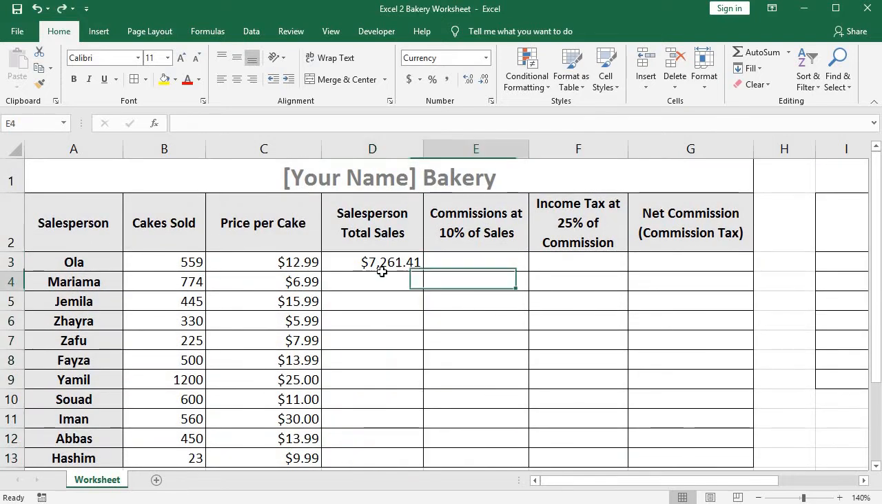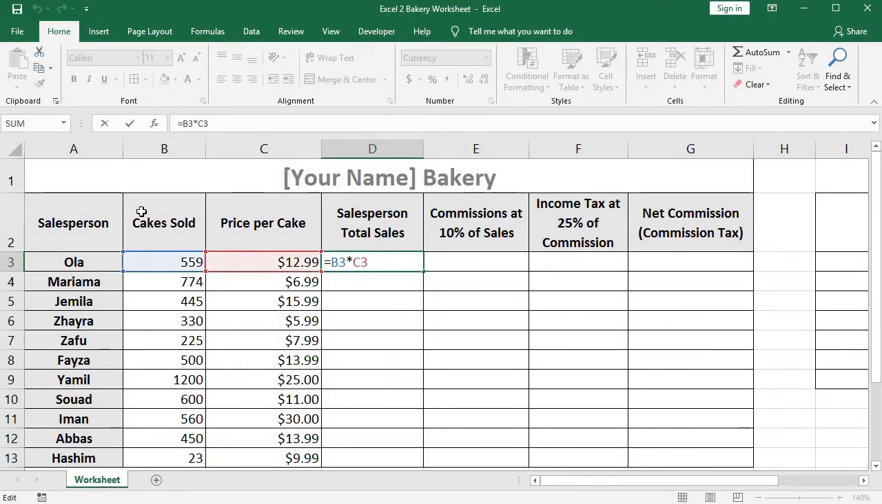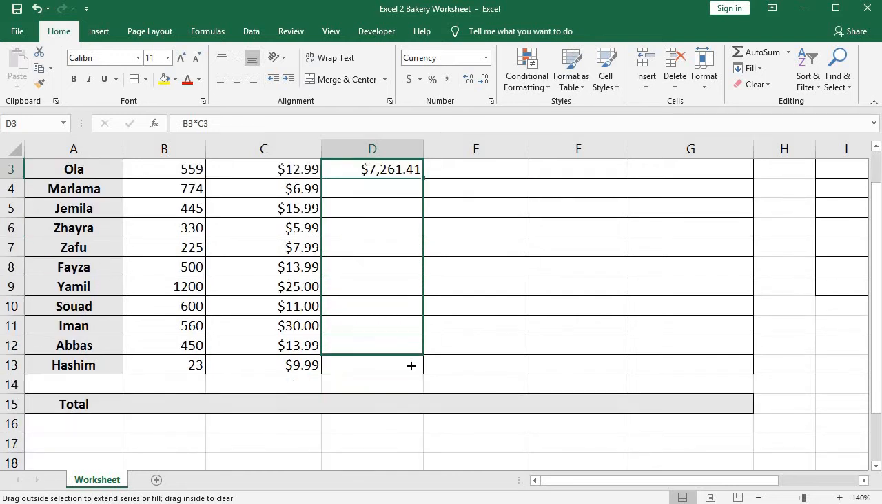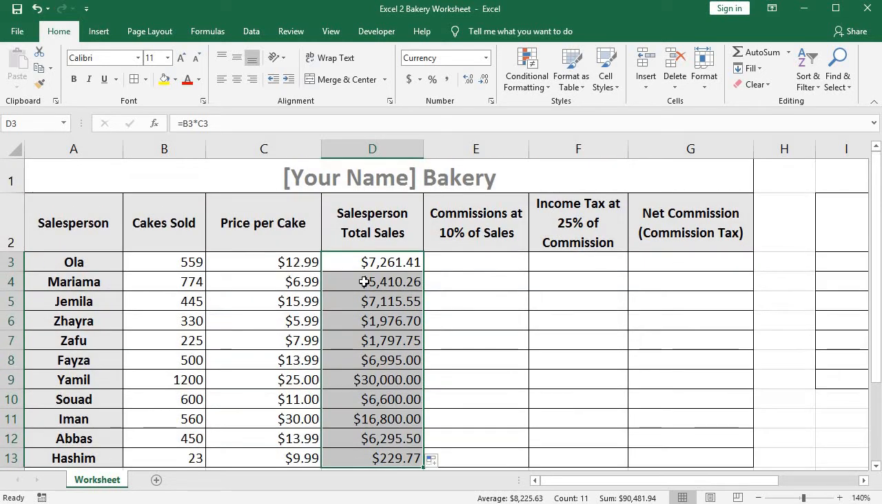So how did I do that? Basically, after I multiplied these two cells, equals B3 times C3, I'm going to grab this little handle, the green square at the bottom right, and if you can see, my cursor changes into a black cross. Once it does that, you're going to click and hold, and then I'm just going to drag down until the end of the cells, until the last salesperson. And then there it is. Excel will copy the formula for you, and it will do all these calculations for you automatically.